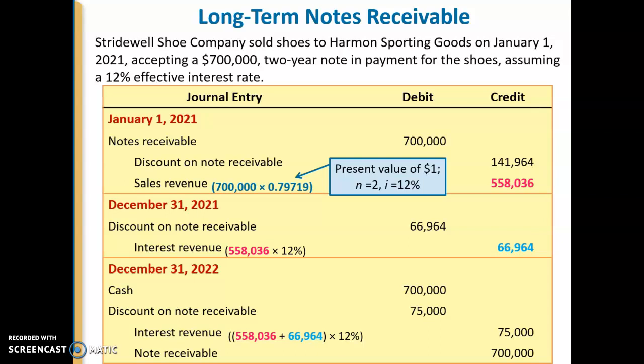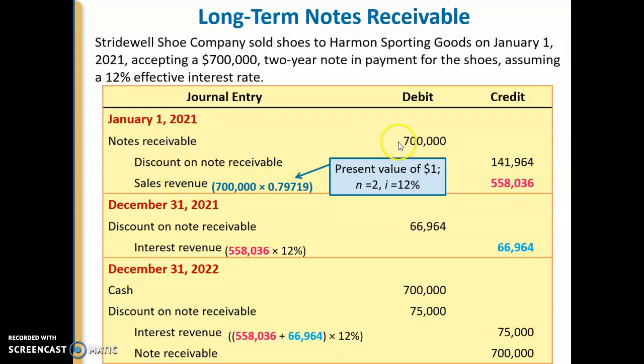First, notice that the sales revenue in 2021 is not recorded for the full $700,000. Instead, sales revenue is recognized as the present value of this number. It's calculated using the present value table 2, where n equals 2, i equals 12%, $700,000 times the appropriate factor equals a present value of $558,036, and that's what's recorded as our sales revenue.